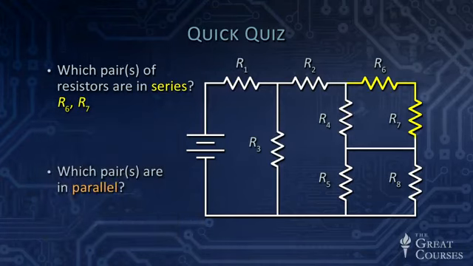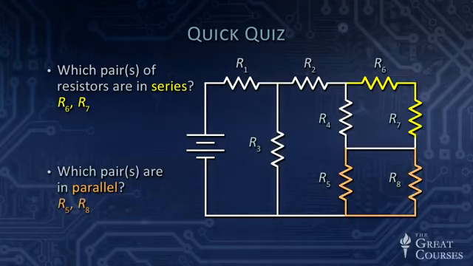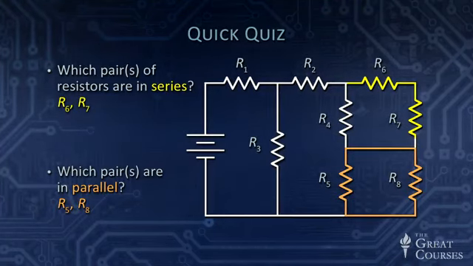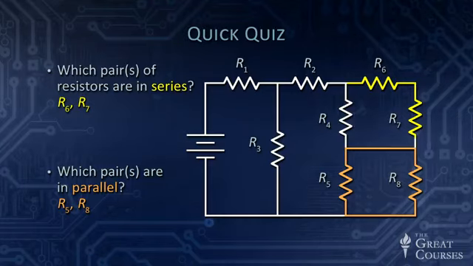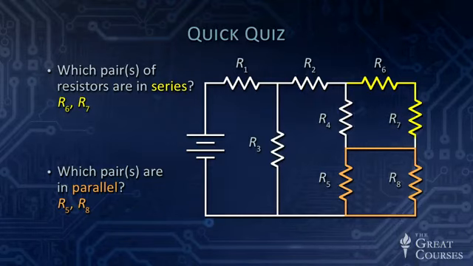So which pair or pairs are in parallel? Well, again, there's only one parallel combination. It's the combination at the lower right of R5 and R8. You can see they're connected together at the top by that single wire, and they're connected together at the bottom by a single wire, and that's all I need to know that those two resistors are in parallel. I don't care what else is connected to that parallel combination. Those two are in parallel, and I would calculate the equivalent resistance of that parallel combination by using that formula I just described. So there's a quick quiz.